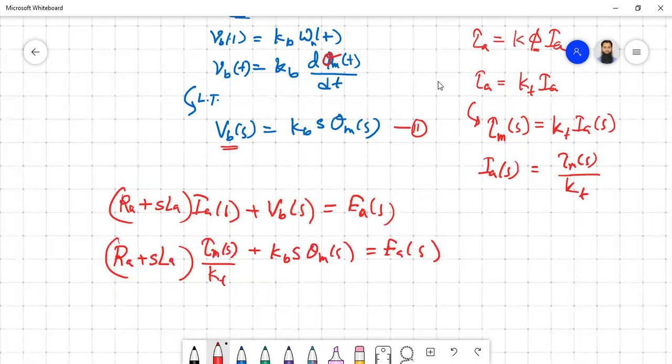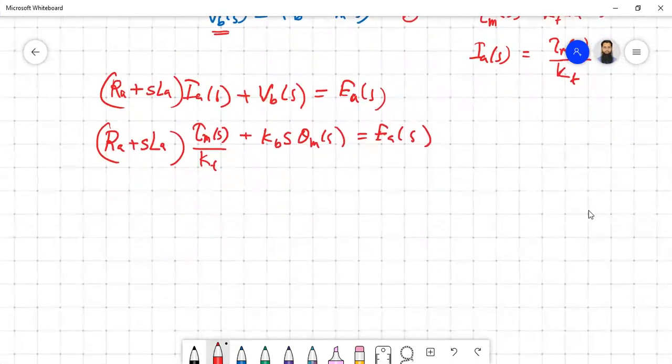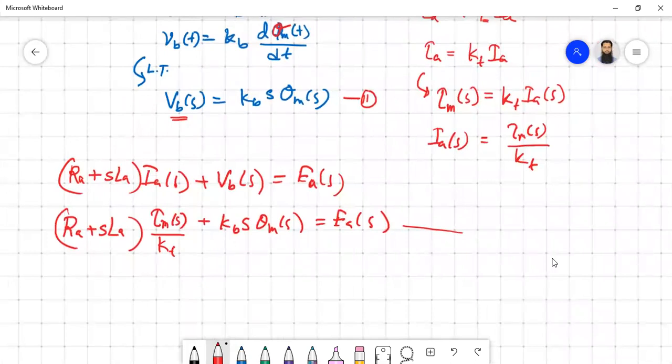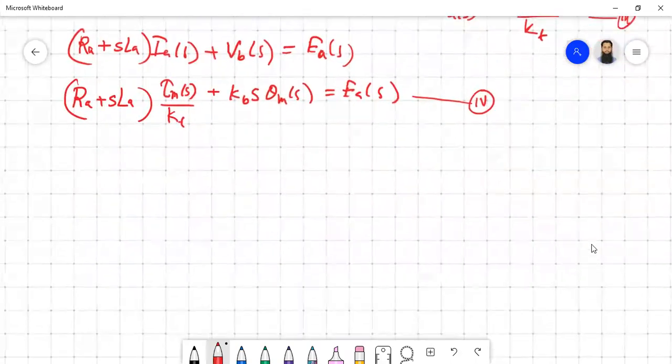Here we don't yet know the relation between the torque tau and theta, because on one side we already have the input, but on the other side tau m should be replaced by theta. So we have to figure out that relationship as well. Let's say this is our equation: this was 2, this was 3, and this is 4. So we have to come back to 4 again. How can we relate them?